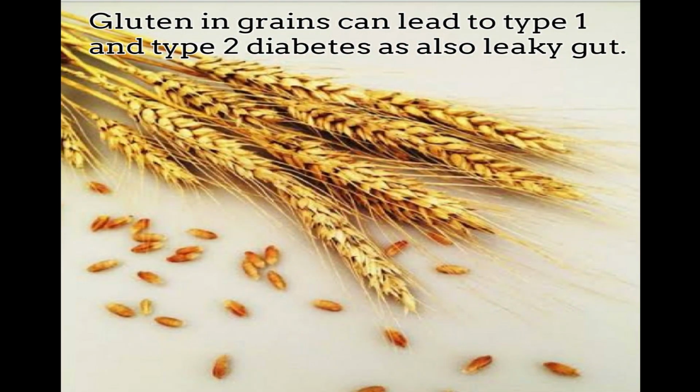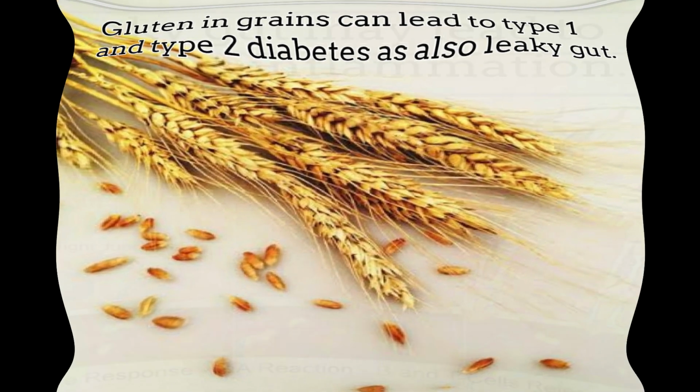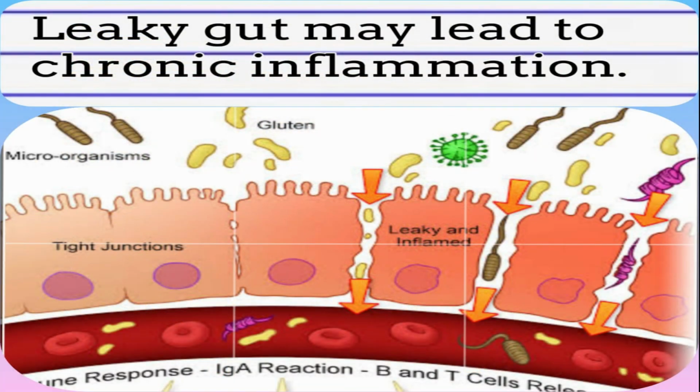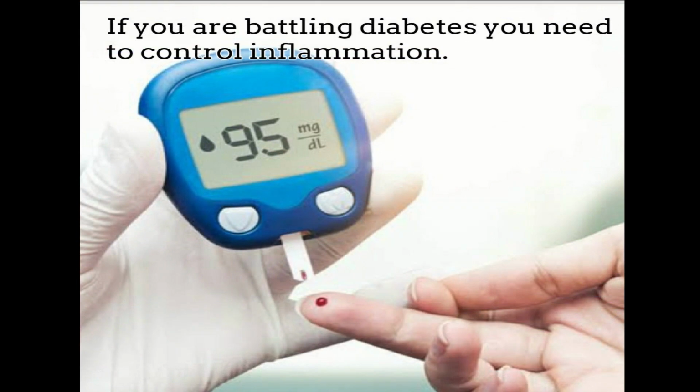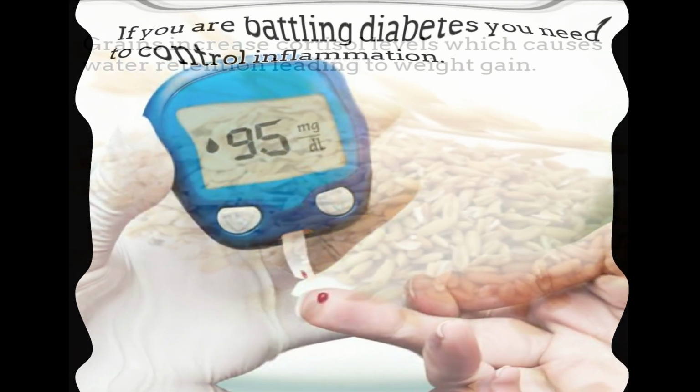Gluten in the grains can trigger an autoimmune response and can be implicated in the cause of not only type 2 but also type 1 diabetes. Gluten can also cause leaky gut. It can make microscopic holes in your gut, which then allows bacterial waste and other types of compounds to leak into your bloodstream and create chronic inflammation. If you are battling diabetes, you need to control inflammation.